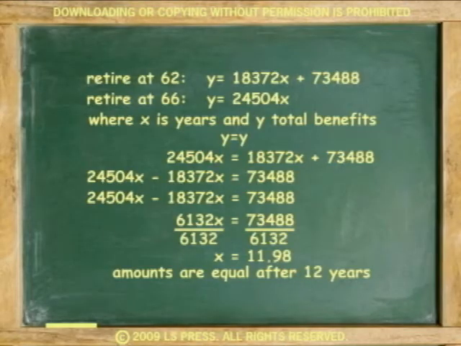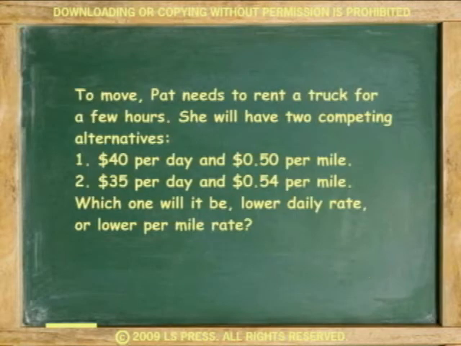Setting up systems of equations that represent conflicting decision-making could go a long way in helping us solve quantitative problems. For example, using the first example from section 3.6 and building upon it, we see that Pat needs to rent a truck for a few hours to move. However, this time she will have two competing alternatives. The original one, where she would pay $40 per day and 50 cents per mile, and a new one, where she would pay $35 per day, but the cost per mile increases to 54 cents per mile.